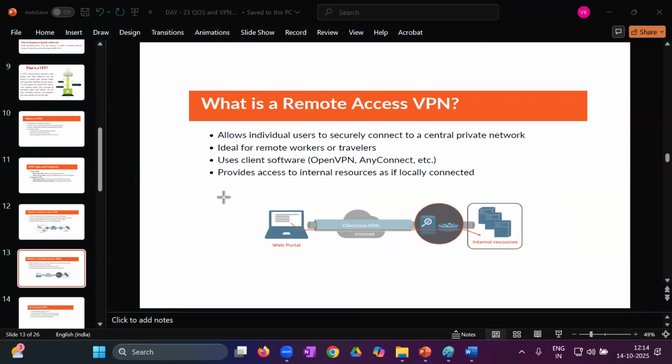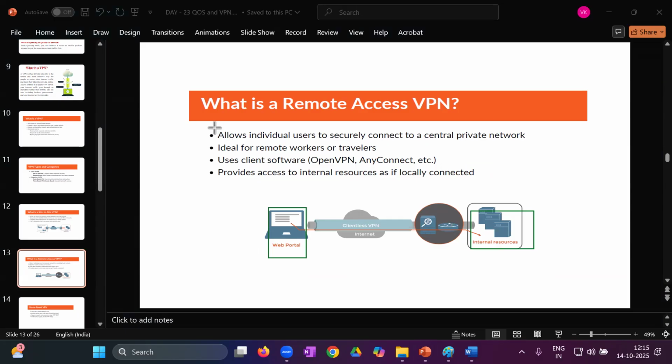What is the meaning of remote access? See, we have one user. Now he is trying to access internal resources. So we have clientless VPN, internet we have, and here we have routers. It scans this, then it is going to allow this. So we will be having what? A VPN server. So whenever any traffic is coming, that particular VPN server will be examining that, and then only it will allow it to reach a particular destination.